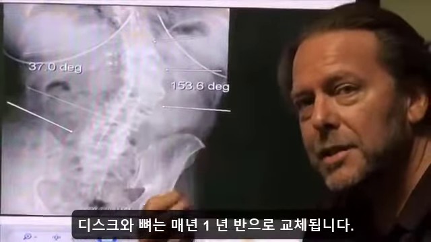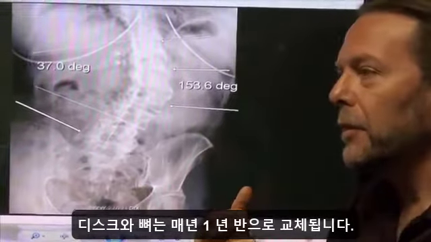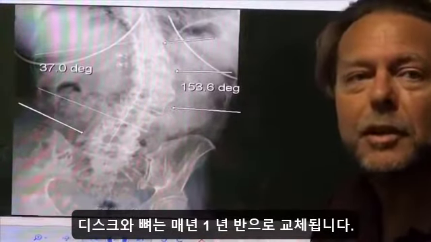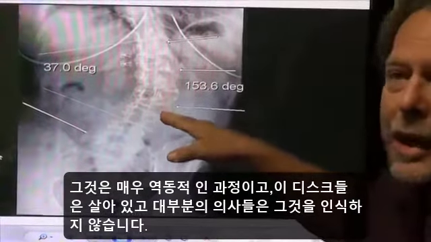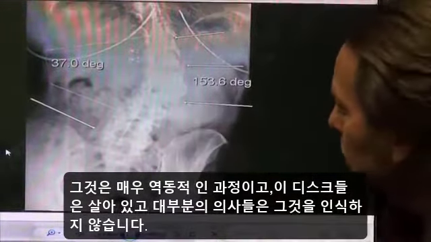See, her bones are the same age as the 29-year-old one. What happens is the discs and the bones, they don't age. They're replaced every year, year and a half. So it's a very dynamic process. These discs are alive, and most doctors don't really appreciate that.